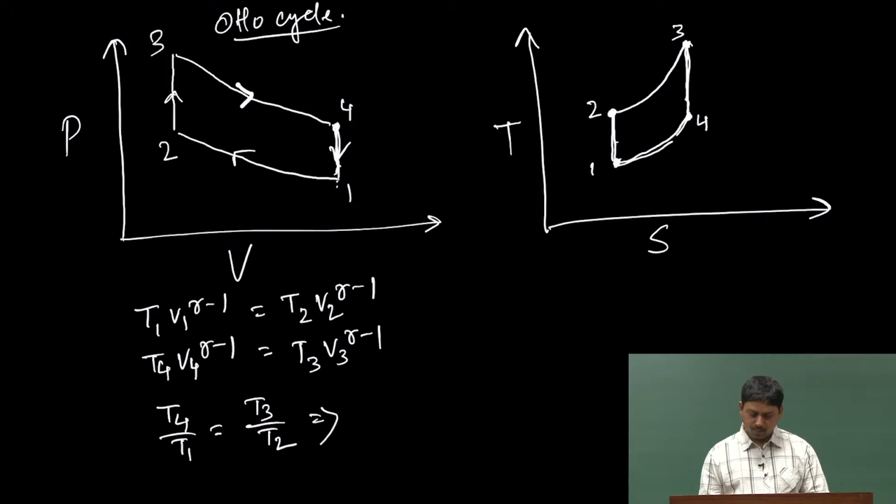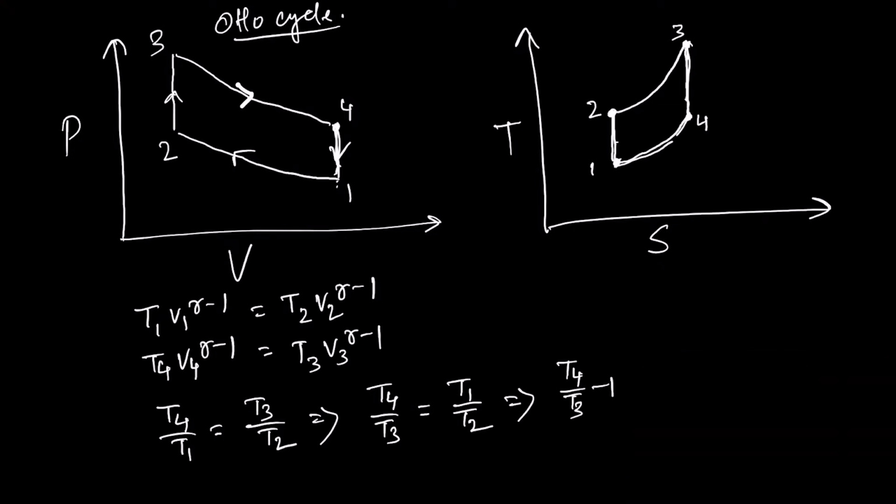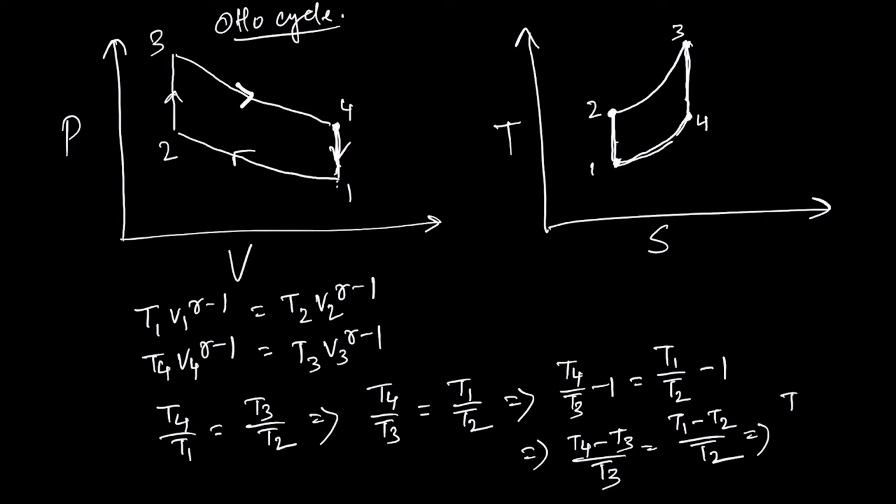Now, from there we can rearrange and write T4 by T3 is equal to T1 by T2. Let us subtract 1 from both, which gives T4 by T3 minus 1 is equal to T1 by T2 minus 1, which gives T4 minus T3 by T3 is equal to T1 minus T2 by T2, which gives T4 minus T3 by T1 minus T2 is equal to T3 by T2.